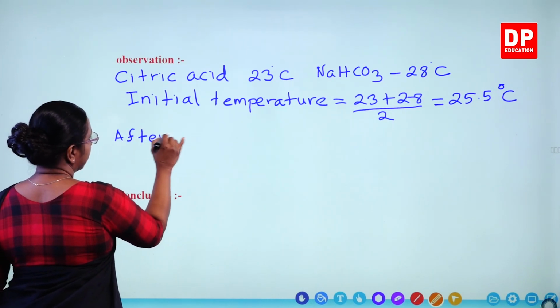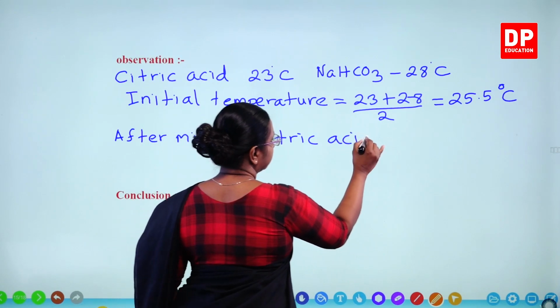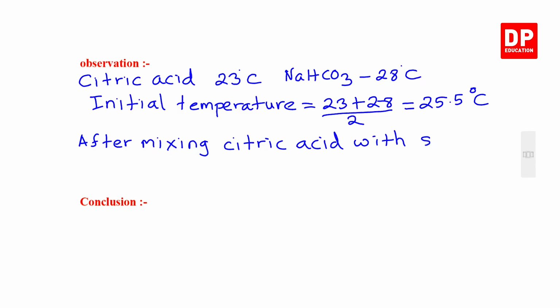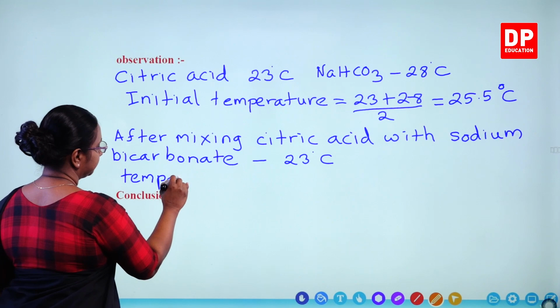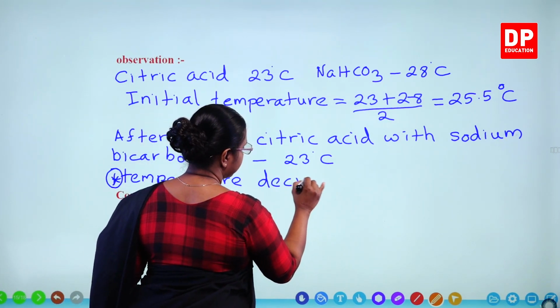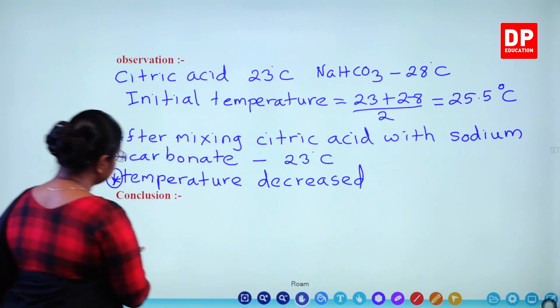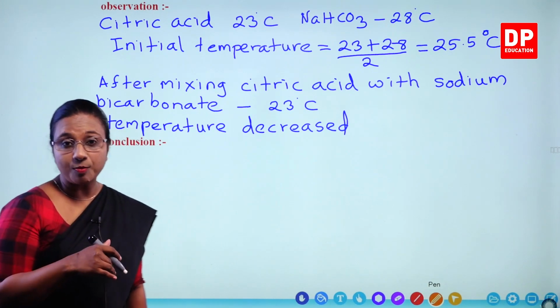Then what did we get? After mixing citric acid with sodium bicarbonate, the temperature became 23 degrees Celsius. So, what was the change? Temperature decreased. So, why does the temperature decrease? I am sure you already know the answer, because heat is absorbed by the reactants.